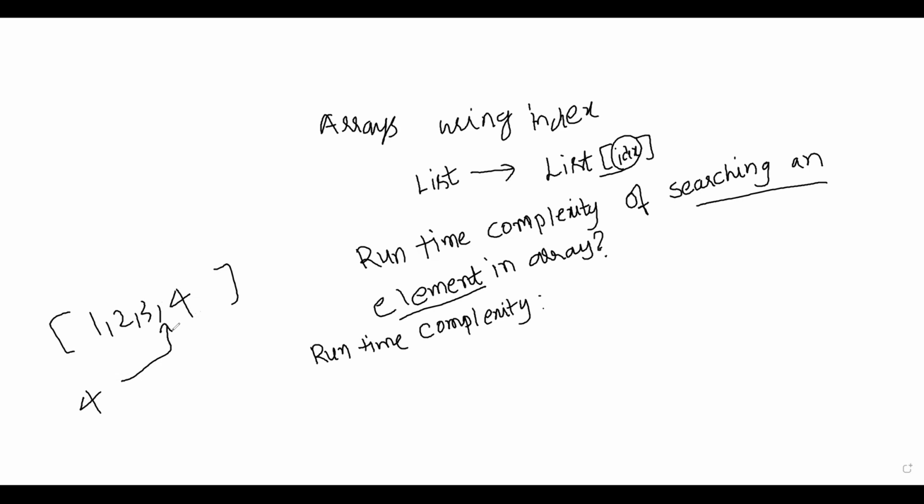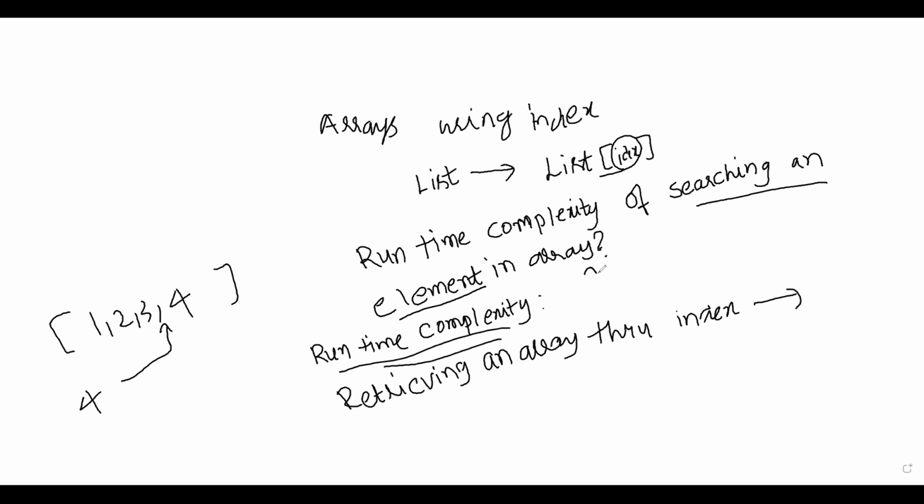If I know the index of 4, then it's called retrieval, retrieving an element of an array through index or using index. So tell me, Raj, what is the runtime complexity of this? It is O of n here, because I need to, yes.